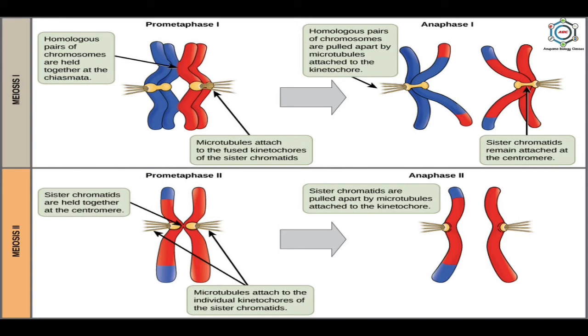While in meiosis second, in the prometaphase second stage, the sister chromatids are held together at the centromere, while the homologous pair of chromosomes in prometaphase first are held at the chiasmata. So, the microtubules attach to the individual kinetochores of the sister chromatids, and then in anaphase second, the sister chromatids are pulled apart by the microtubules attached to the kinetochores. So, in anaphase first, the homologous chromosomes are pulled apart by the microtubules attached to the kinetochores, while in anaphase second the sister chromatids are pulled apart by the microtubules attached to the kinetochores.